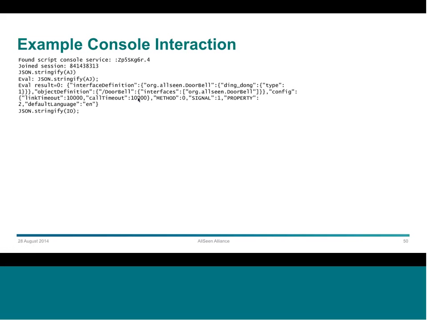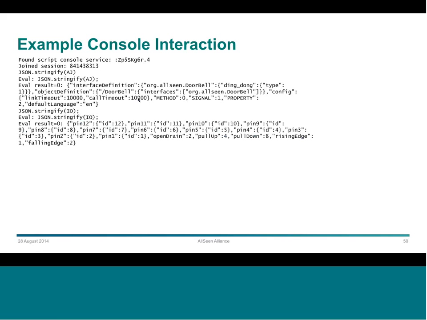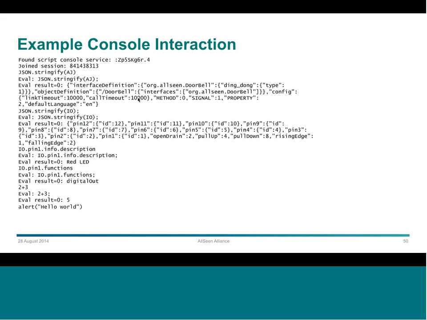If we wanted to look at our I/O object, I can see that there's all these different pins with different IDs that I can interact with, and it has a pull-up, pull-down, there's a rising edge that's set there, there's a falling edge on one of the pins. I can ask for a description of the pin, and it will tell me that this one is the red LED. We can ask for the functions that exist, and it will eval and tell us it accepts a digital out, so we can drive a red LED here. We could eval 2 plus 3, like I said, get 5, alert hello world, which sends a debug message out. There's the debug message there coming across of hello world. If we evaled hello world, it would also give us undefined.